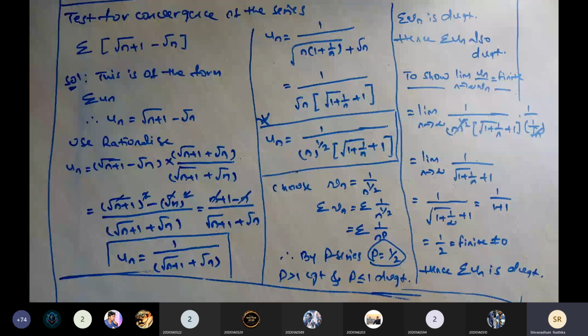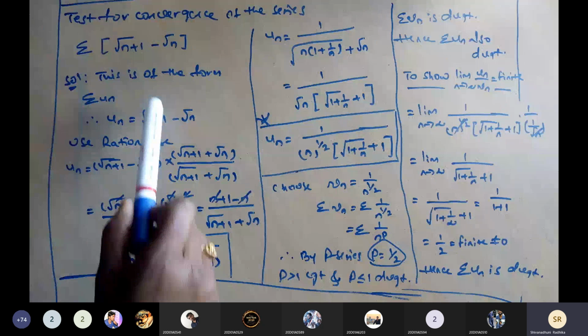Madam, once again explain the problem, ma'am. This problem uses the rationalized method because the given series doesn't have any denominator. When we are choosing the Vn term, compulsorily we must have the denominator. But in this we don't have the denominator, right? That's why I'm going to use rationalization.